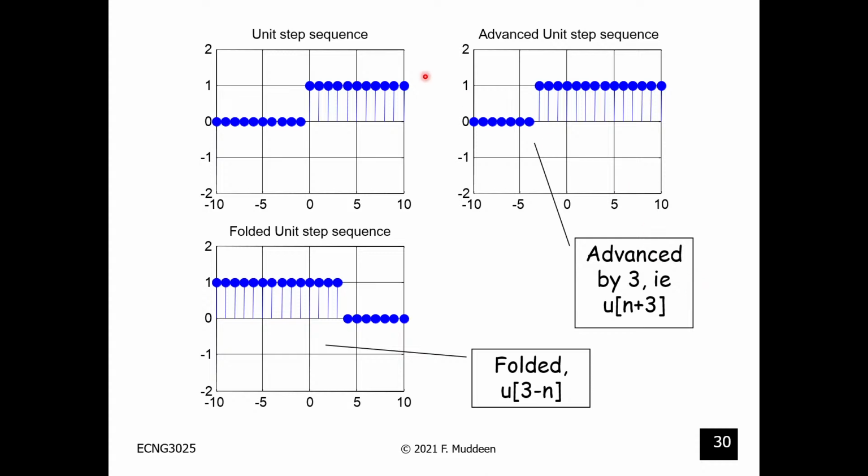So if we have a standard unit step sequence u of n, and it's starting at -3 here, the mathematical notation for this is going to be u of n plus 3 instead. If we flip the unit sequence, such that it's 1 on the left hand side before a certain value, and then 0 afterwards, this signal is going to be u of 3 minus n instead.